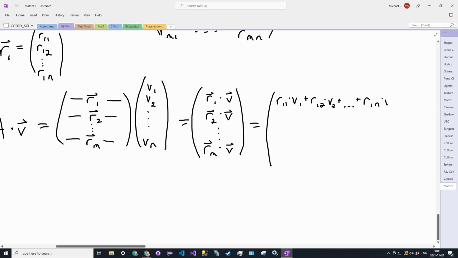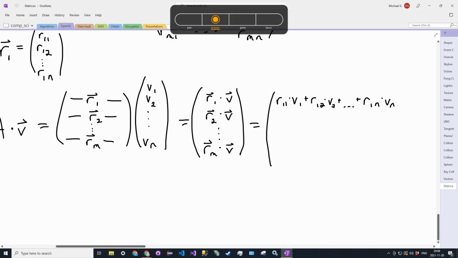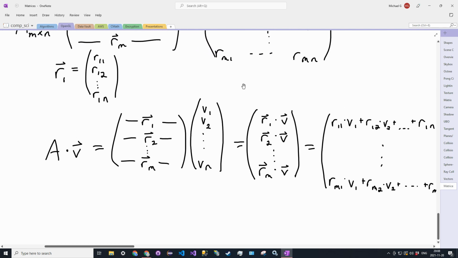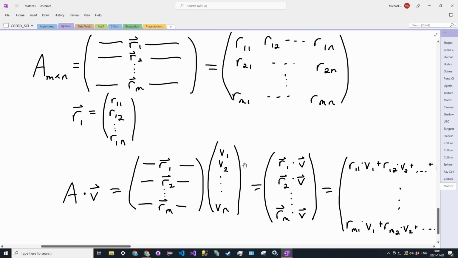R1n times Vn. And now you see why there was this constraint on the number of columns in the left-hand side matrix, because this dot product will not be defined if there are more rows in the vector than there are columns in the matrix, because then there will be leftover elements. And then we can do this for the other rows. I'll just do the last one. So Rm1 times V1 plus Rm2 times V2 plus all the way to Rmn times Vn. So that's matrix vector multiplication. And this will be one of the most important things that you have to understand, or at least the mathematics behind how this works.